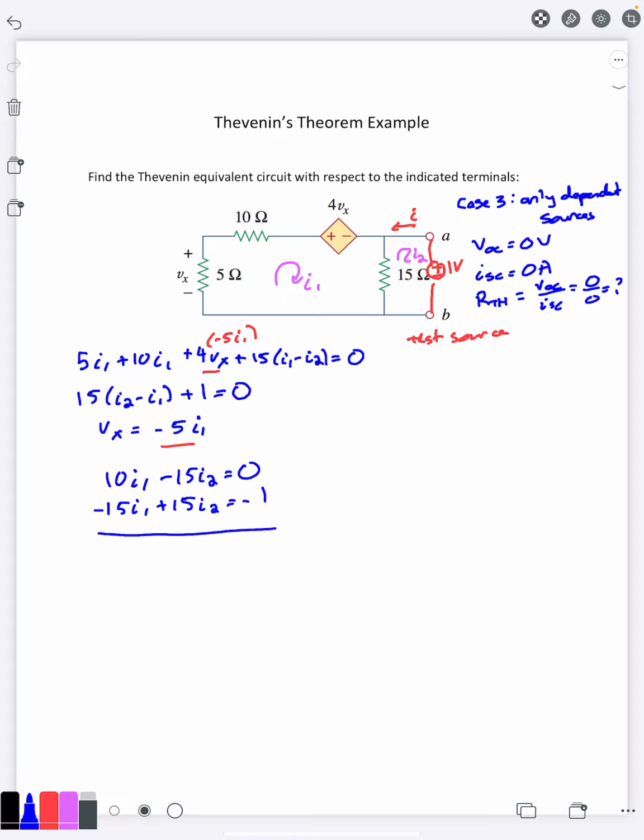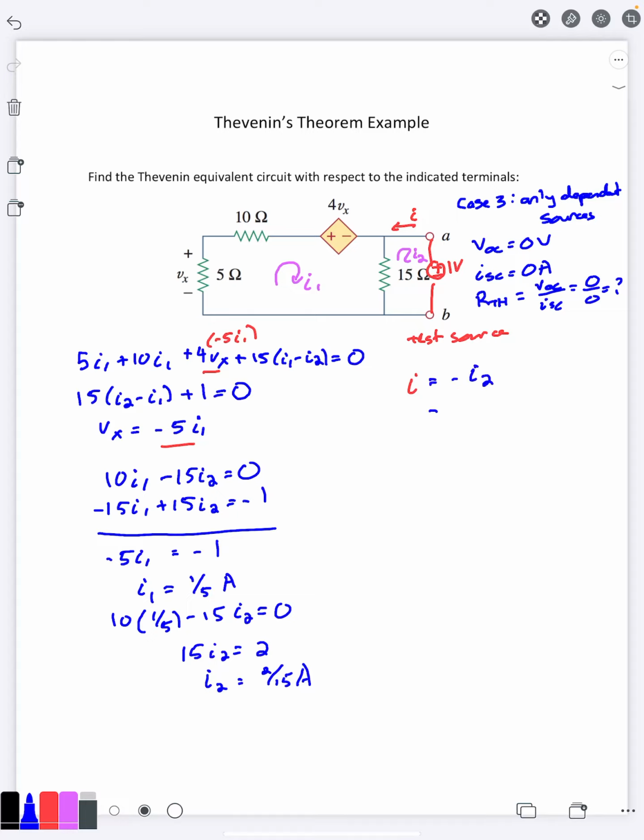We can go ahead and add down here. I have a minus 5I1 equals negative 1. I1 is going to be 1/5 amps. Plug that back up there to find what I2 is. So 10 times 1/5 minus 15I2 is 0. 15I2 is going to be 2. So I2 is 2/15 amps. And then we know up here, based on our picture, that the current I we're looking for is really the opposite of I2. So it's going to be negative 2/15 amps.